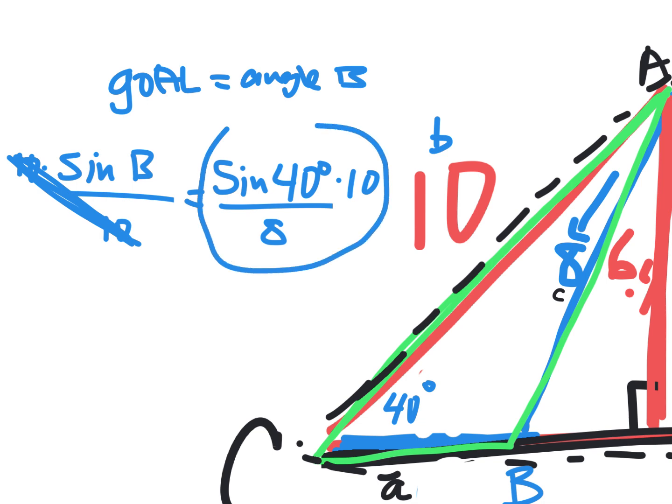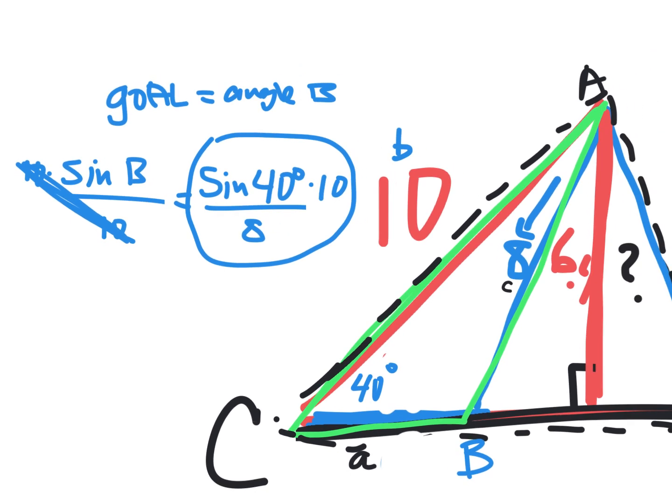Everybody figure that out with your calculator. You could reduce it, but it doesn't matter. You can use a calculator. So sine of 40 times 10, and then when you get that, hit enter, and then divide it by 8. I just don't want you to by accident type it in wrong. Yes?